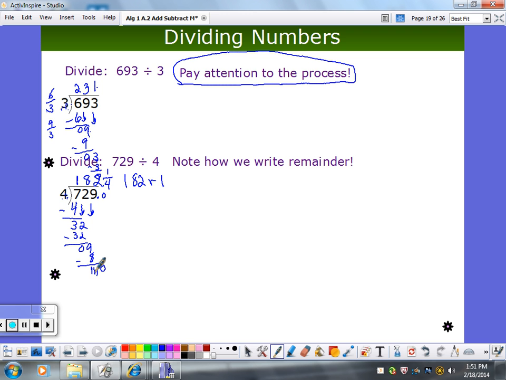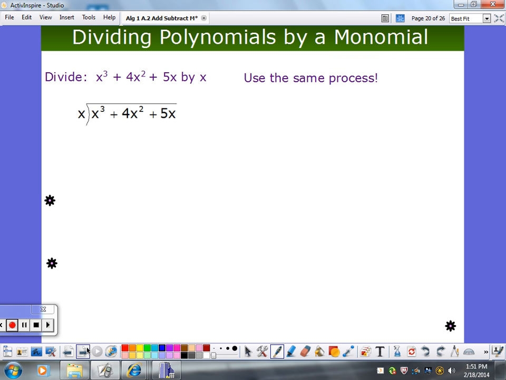If you have a remainder, you put it over your divisor, and now 182 and 1/4 times 4 will give us 729. That's how it works. And you can actually multiply that, right? This times this will give me that. This times this will give me that, right? That's how we verify. So now, we're going to apply this to our polynomials. Okay?